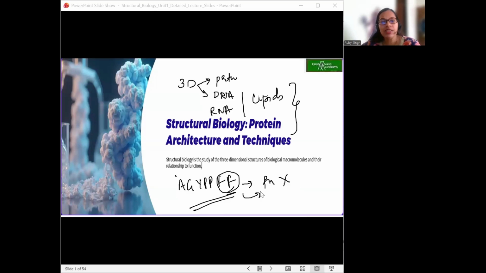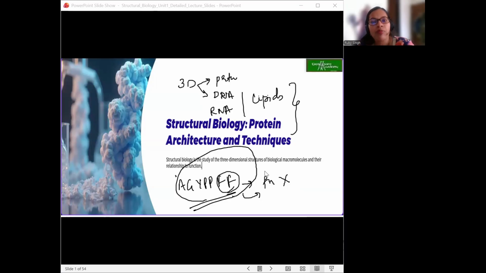Now, this particular polypeptide chain needs to be folded properly in order to come to the correct conformation of a protein so that it can have its relevant function. The final shape of this protein will determine how it interacts with its ligand or any interacting partner. Ultimately, it will tell you how it is going to perform its biological function. And that's why understanding the molecular structure becomes very important for a scientist.